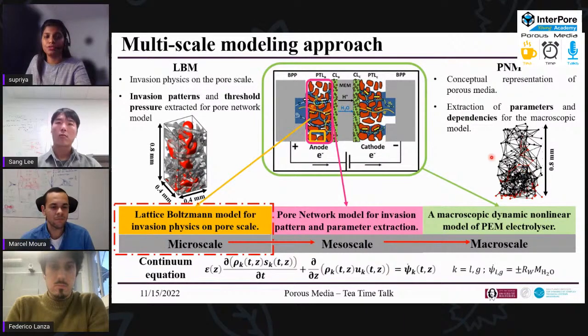And we could also extract the macroscopic parameters like the permeability, which can later be used in a macro scale model where we could then consider the entire system to know about the efficiency and other process parameters.